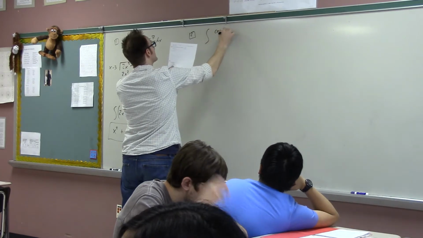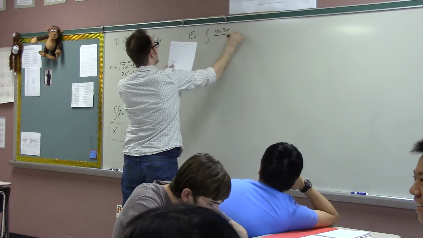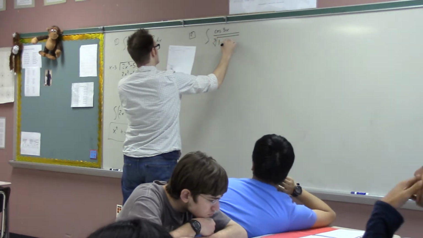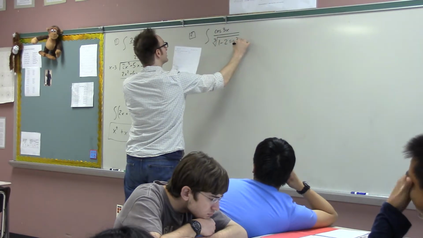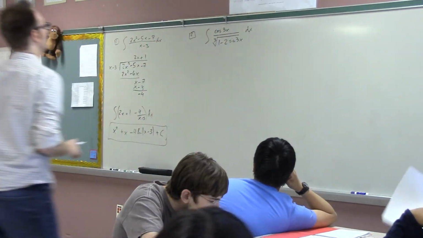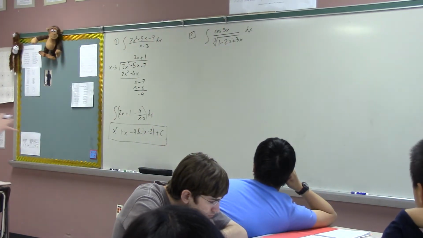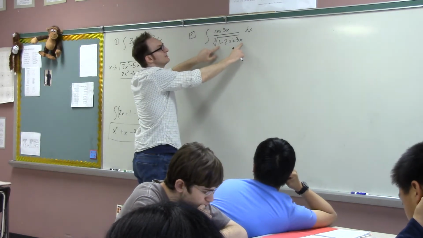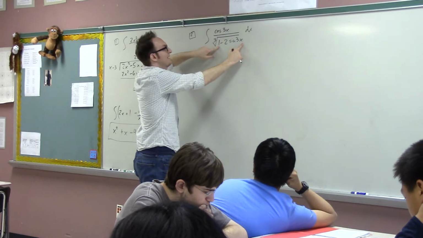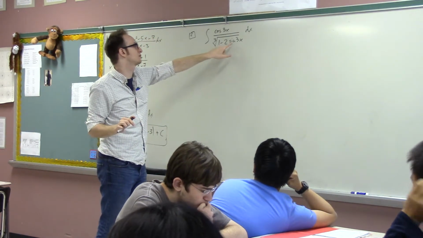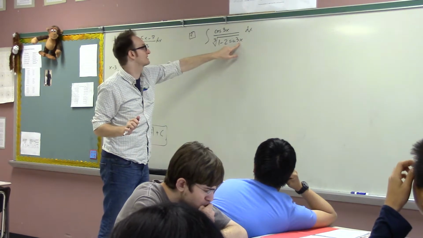Antiderivative of cosine of 3x over the cube root of 1 minus 2 sine 3x dx. Okay, people tried some very complicated, weird things that took a long time, but the simplest thing to do is, if I can somehow have an opportunity to make my denominator a single term, I take it. So what if I try to let u be 1 minus 2 sine 3x?